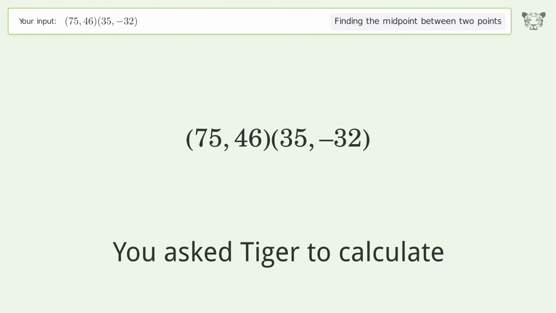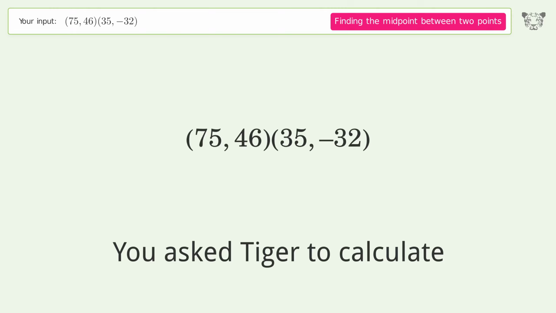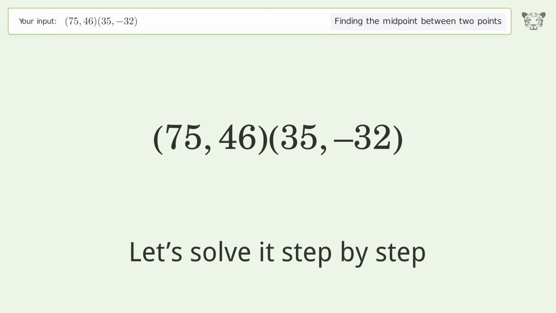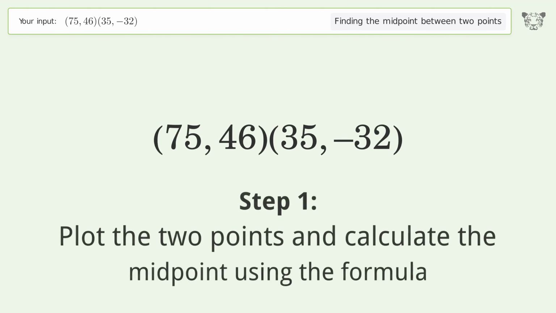You ask Tiger to calculate. This deals with finding the midpoint between 2 points. The midpoint between the 2 points is 55,7. Let's solve it step by step. Plot the 2 points and calculate the midpoint using the formula.